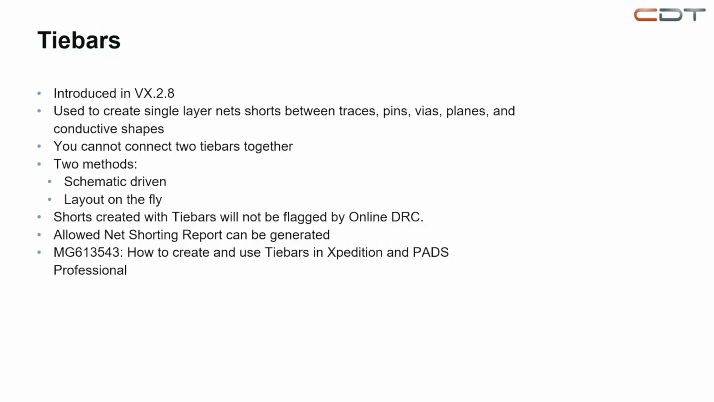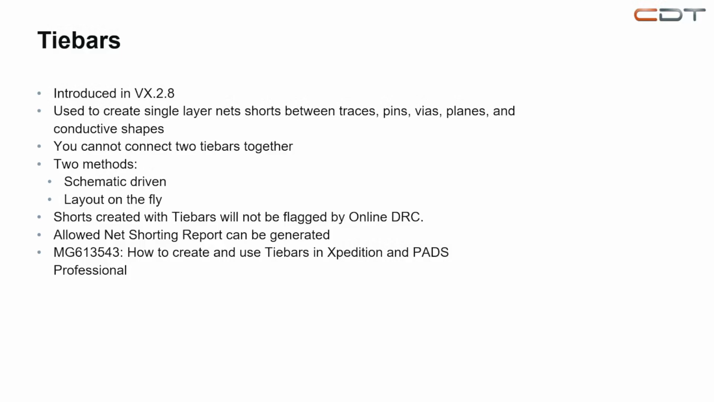Tiebars. Tiebars is the latest option to create net shorting. It was introduced in VX 2.8. It's used to create single layer nets. You can short between traces, pins, vias, planes, and conductive shapes. However, you cannot connect two tiebars together, and there are two different methodics, two different subtypes of tiebars. One is schematic driven, the second one is layout on the fly.